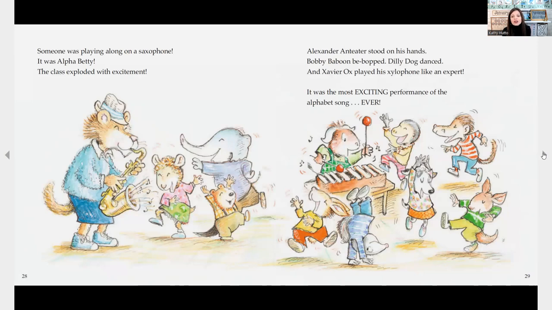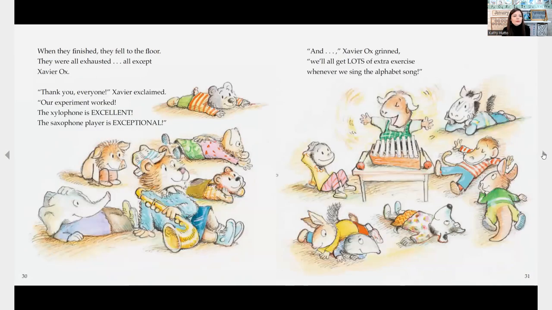Alexander Anteater stood on his hands. Bobby Baboon bebopped. Dilly Dog danced. And Xavier Ox played his xylophone like an expert. It was the most exciting performance of the alphabet song ever. When they finished, they fell to the floor. They were all exhausted, all except Xavier Ox.